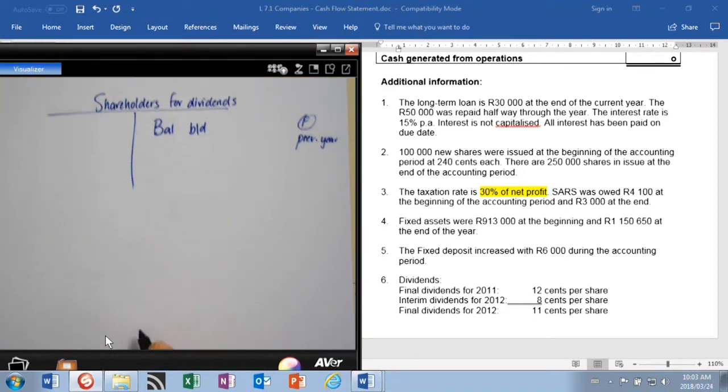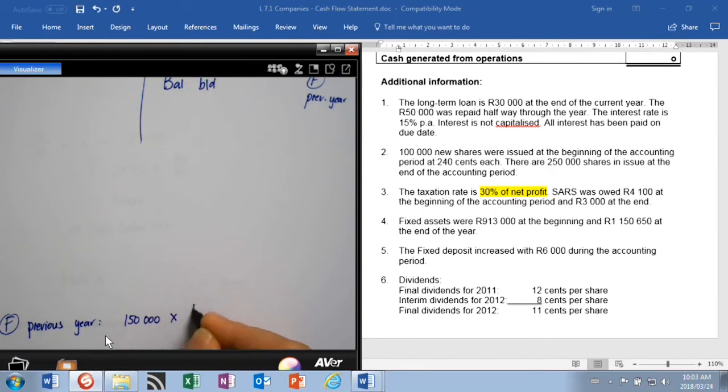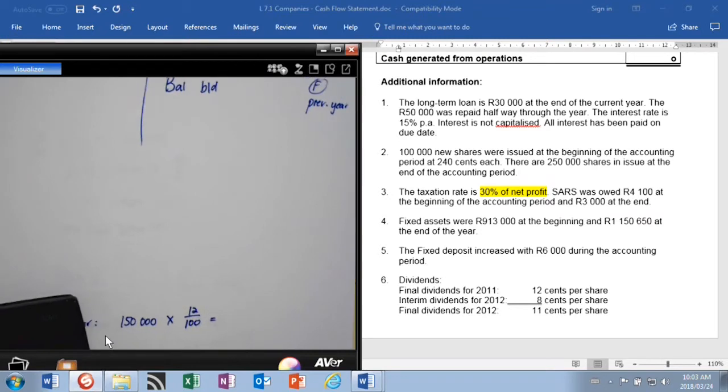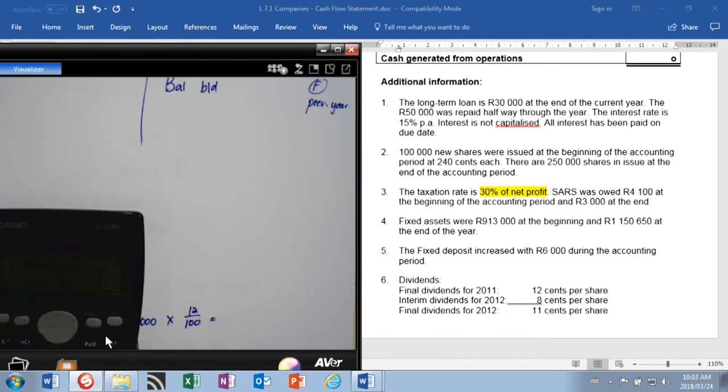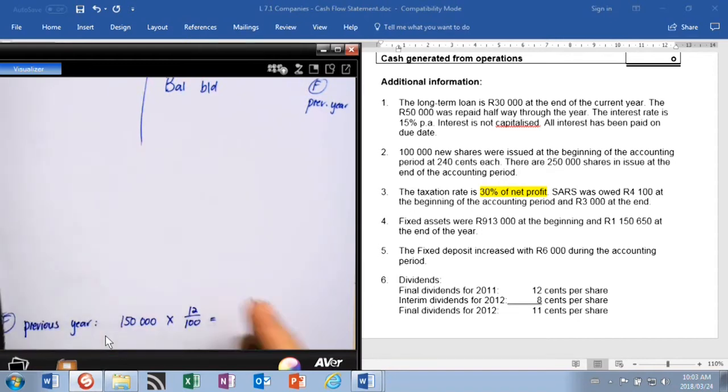So the final dividend of the previous year equals 12 cents, 150,000 shares times 12 cents. That gives us 18,000 Rand. That balance is there.